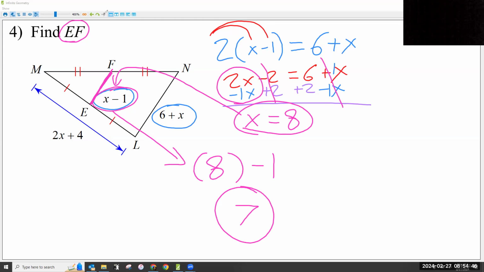Now, I should have mentioned this at the very beginning, but they always give us something on the outside. You see how right here, they give me that, and I haven't used it yet. That is to distract you. Ignore that. All we care about is those 2 lines. All right, that should be everything you need to finish that one.